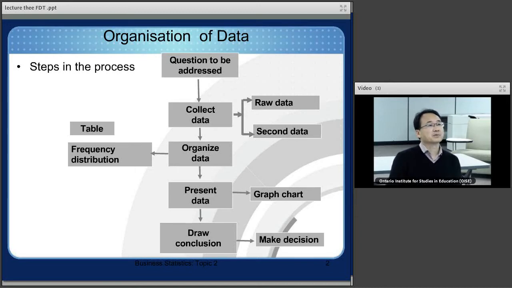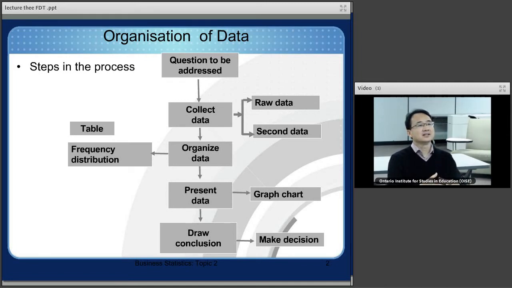So first, what are the questions? What is our question? What is our problem? We need to be clear about our questions. And then, based on our questions, we need to decide the ways to collect the data, whether we need primary data or secondary data. Once we get this data, we need to organize it. We can use a table or a chart to organize and present data.